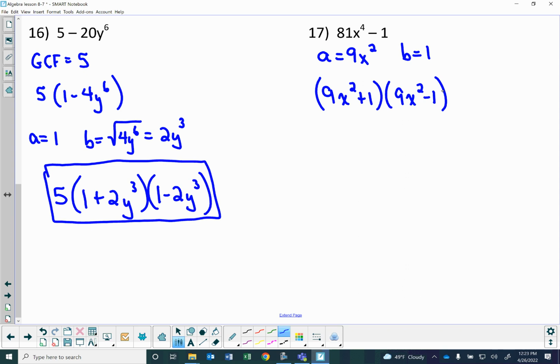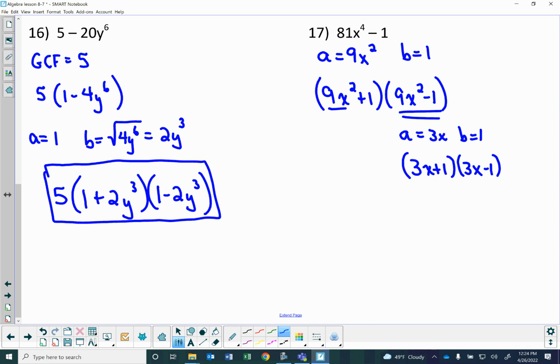And that would be a problem, because 9x squared plus 1 is perfectly fine. But 9x squared minus 1 is still a perfect square. Right? 9's a perfect square, 1's a perfect square. There's a minus sign between them. So this second binomial here will factor again. The a term for that one is going to be 3x, and your b term is going to be 1. So 9x squared minus 1 will factor to 3x plus 1 times 3x minus 1.